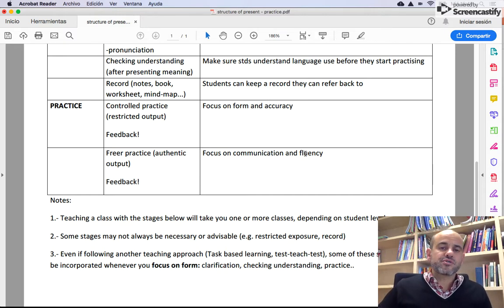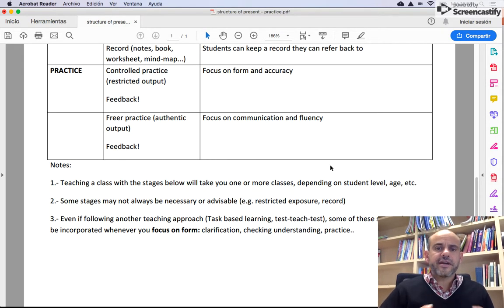Now, what do we mean by controlled? We mean restricted output, more guided interaction, and typically more on-the-spot feedback. So we're talking about things like oral drills, micro dialogues, gap fills in the case of writing, matching tasks, that kind of thing. And eventually, depending on the level of the student and the age, we would be moving on to freer practice: information or communication gap speaking activities, longer, more demanding pieces of writing, etc.